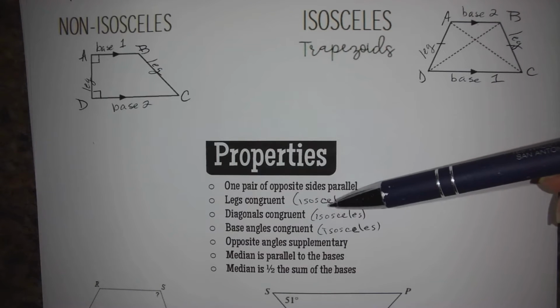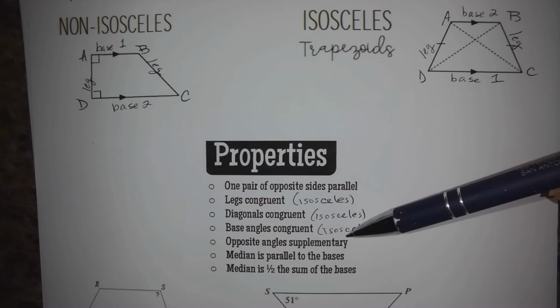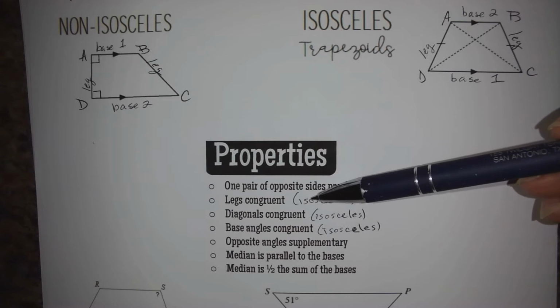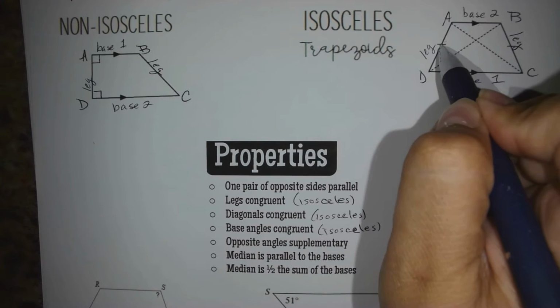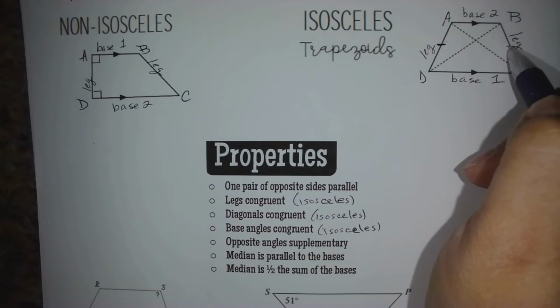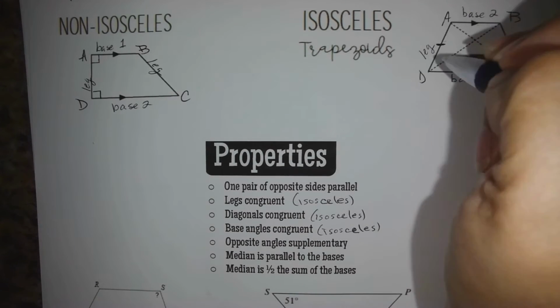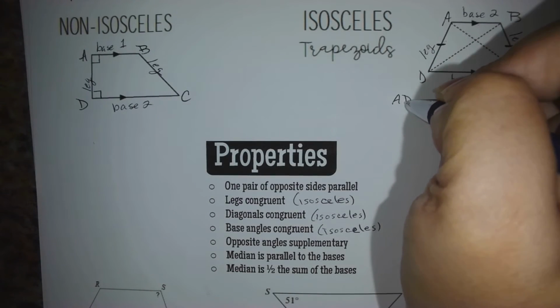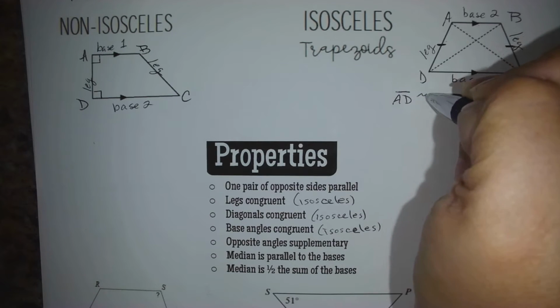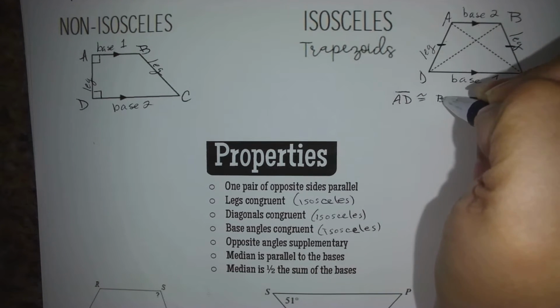There are three properties that belong only to the isosceles trapezoid. One is that the legs are congruent. So notice this leg here has a tick mark and this leg over here has a tick mark. That's because AD is congruent to BC. We're going to make a note of that. AD is congruent to BC.